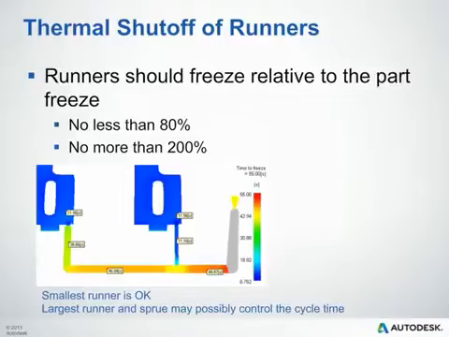Another thing we want to be aware of is the thermal shutoff of your runners. The runners should be sized so they allow the parts to fill and pack without controlling your actual cycle time. As a general rule of thumb, we'd say that we don't want your runner to freeze off any less than 80% of the actual freeze time of your part. This ensures that your gate does not freeze off prior to finishing your packing and adequately packing that part out. On the other hand, we do not want it to be more than 200% of the time it takes your part to freeze, because then your feed system is controlling your cycle and therefore wasting time.